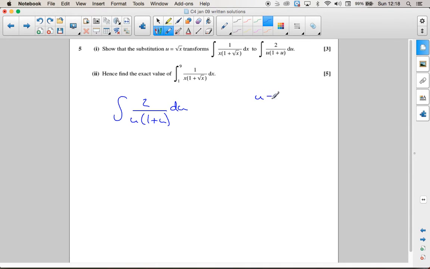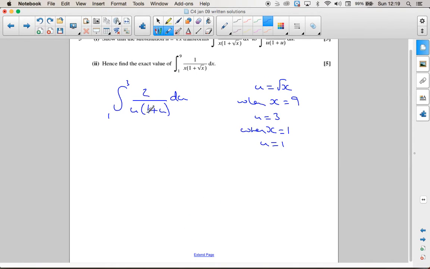So we've got that u is the root of x, so when x is 9, u is going to be 3, and when x is 1, u is also going to be 1. You get marks for writing this down. You might lose marks if you just change them yourselves to 1 and 3 without showing this working out, so just be careful of that.